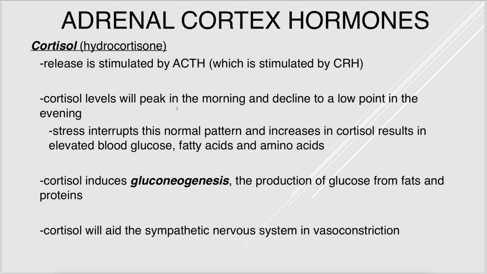Now stress is going to interrupt this normal pattern of cortisol secretion. Cortisol is secreted throughout the day, which increases the amounts of all the macromolecules in the blood: glucose, fatty acids, and amino acids from proteins. Cortisol also induces what's known as gluconeogenesis, which is basically producing new glucose from fats and protein sources.